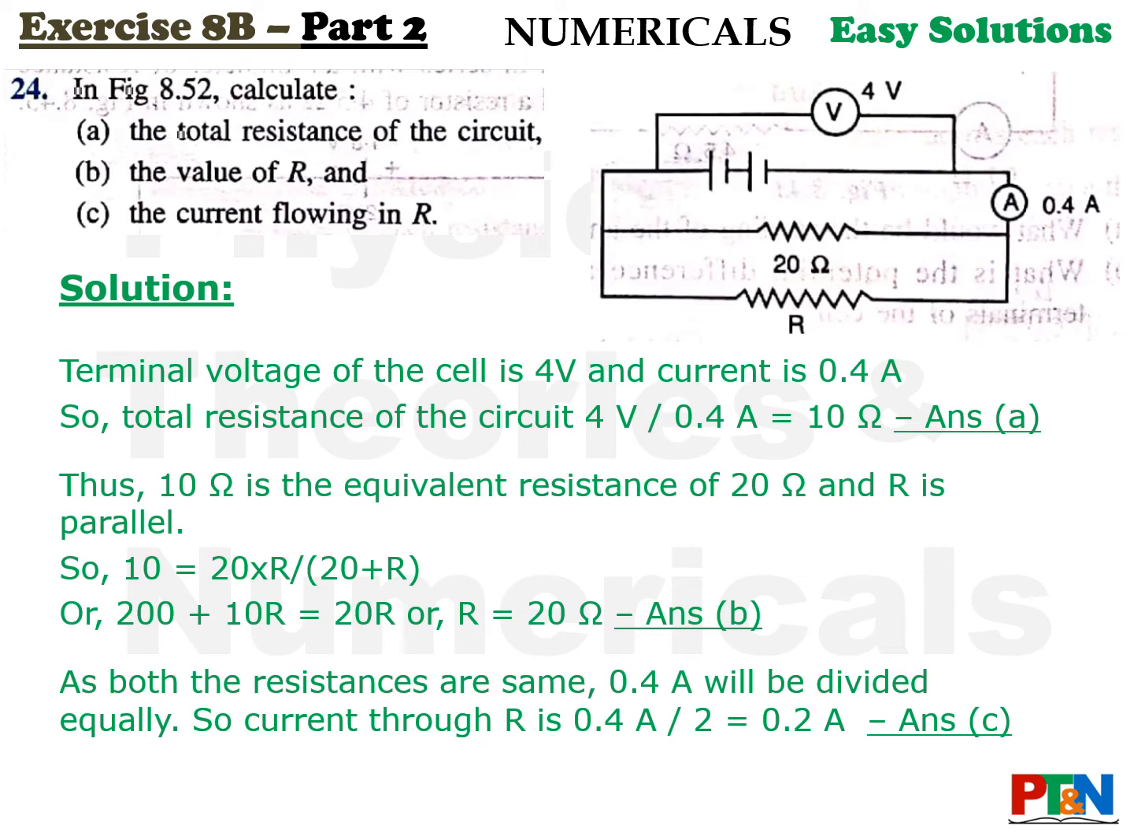So the voltage is 4 volt and current is 0.4 ampere. So what is the total resistance of the circuit? That is voltage by current, that is 10 ohm. 10 ohm is the total resistance of the circuit. So this 10 ohm is the equivalent resistance of this 20 ohm and R. So 20 ohm and R in parallel will give you 10 ohm.